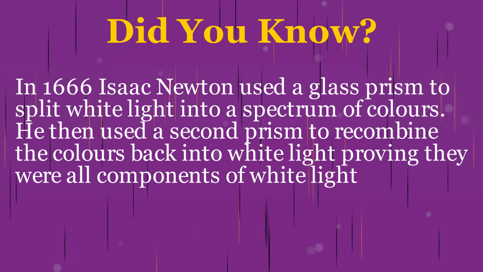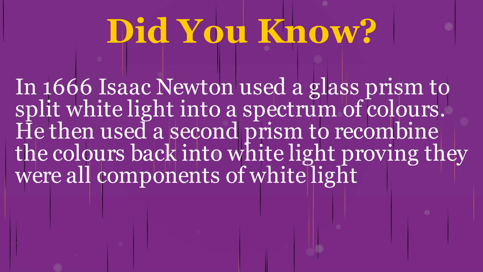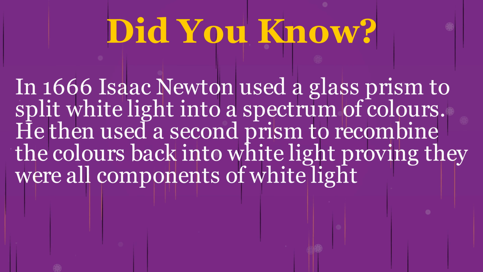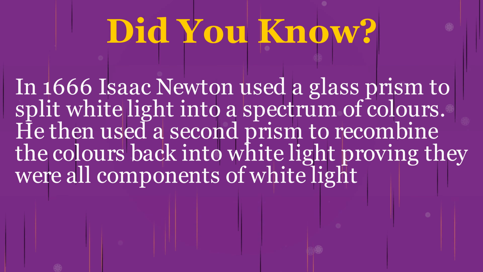Fun fact: in 1666 Isaac Newton used a glass prism to split white light into a spectrum of colors. He then used a second prism to recombine the colors back into white light, proving they were all components of white light.